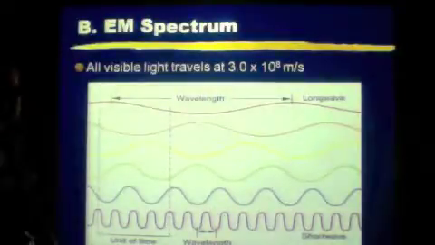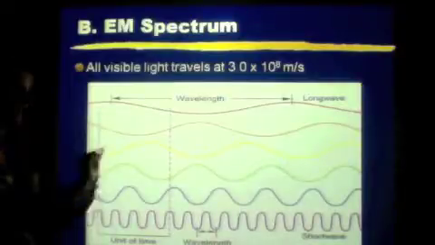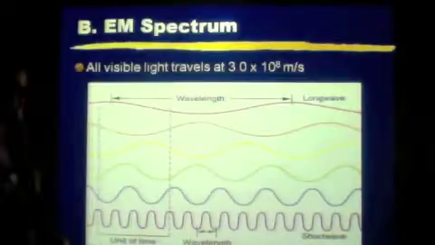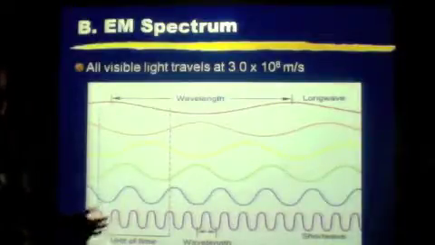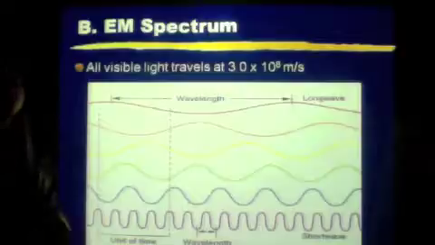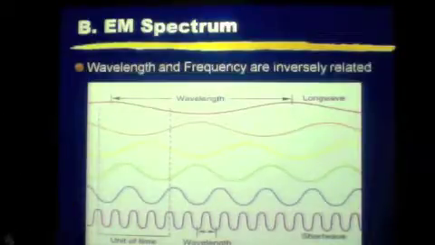All visible light travels at 3.0 times 10 to the 8th meters per second. So no matter what color you're looking at, it's traveling at the same speed. A lot of people have the misconception that red moves fastest or purple or whatever, but they're all traveling at the same speed. What is different is the wavelength and the frequency.